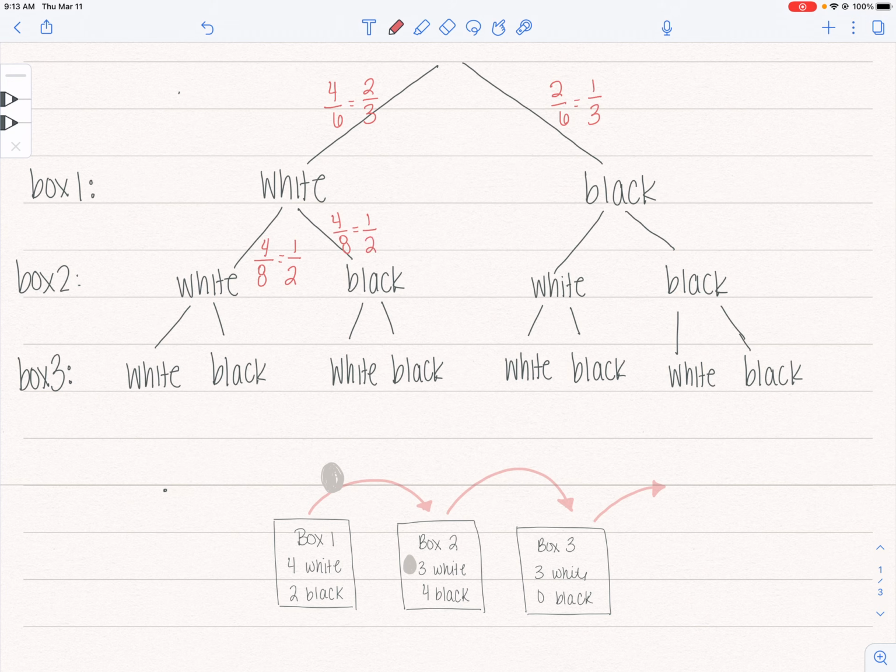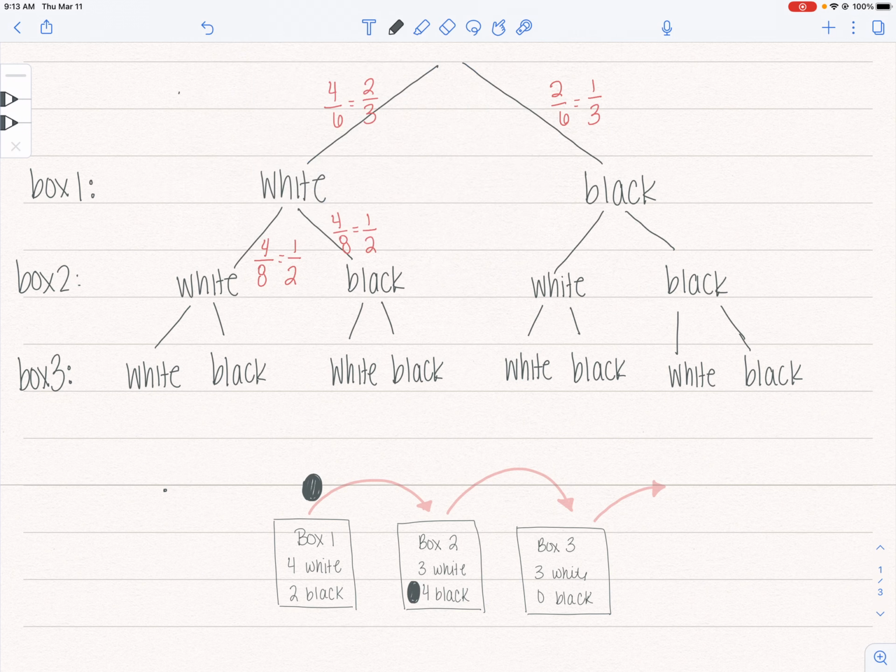Okay, so now I'm going to go over to the other side. So I'm going down this side, I'm assuming now that out of box 1, I drew a black ball. And so coming out of box 1, I drew a black ball. So now I've put that into box 2. So where I used to have 4 black balls, I now have 5, because that one I drew out of box 1 has been dropped into box 2.